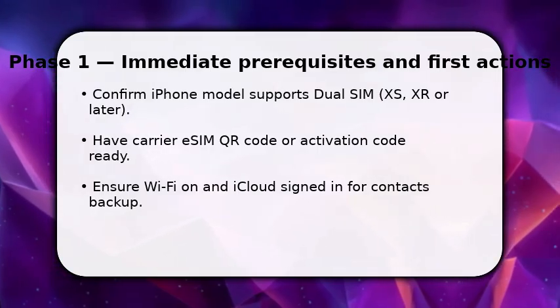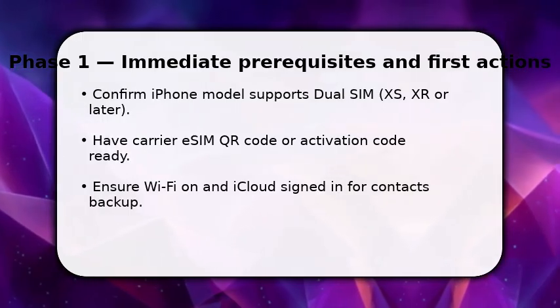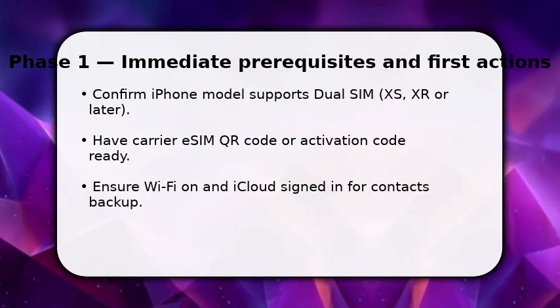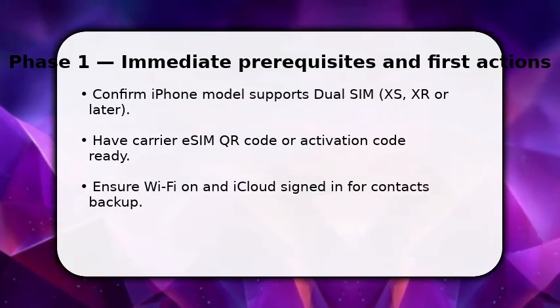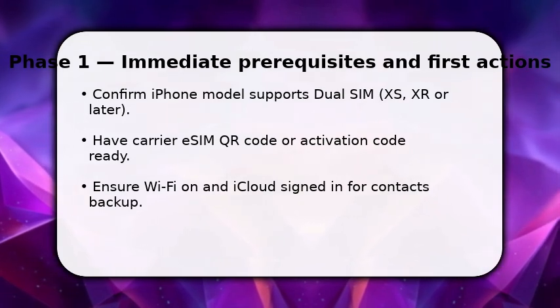Connect to Wi-Fi and sign into iCloud so your contacts and settings stay intact. Once done, open Settings and tap Cellular to start adding a plan. This immediate action avoids delays and lets you move to the next configuration step right away.